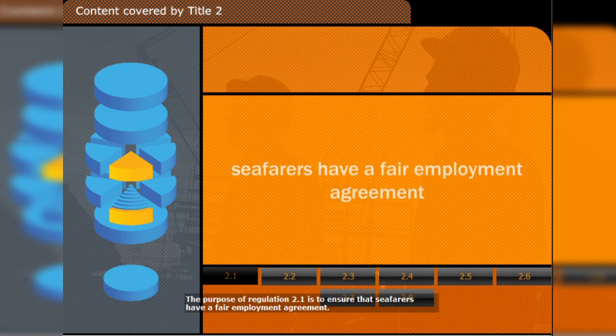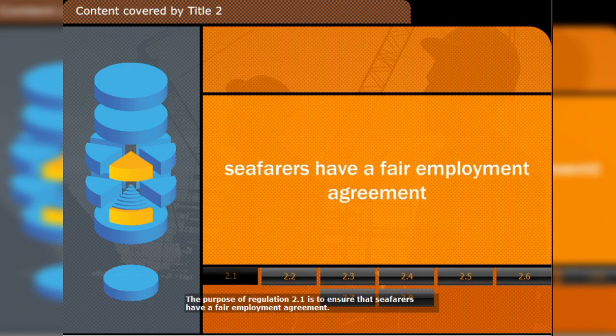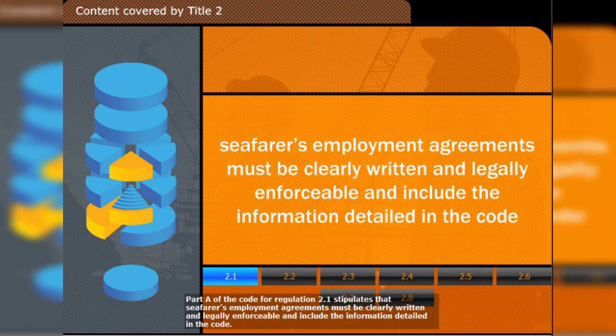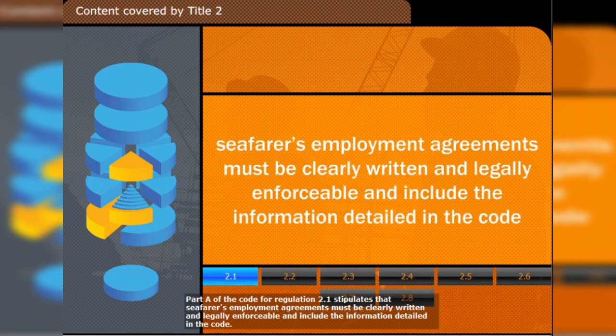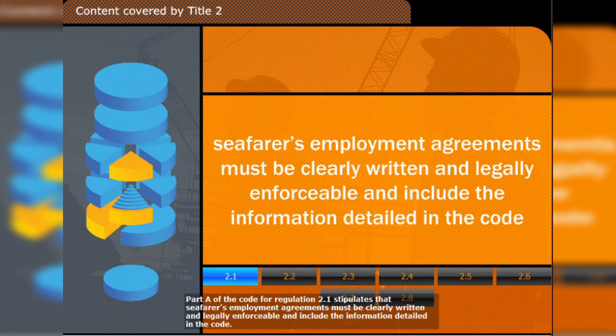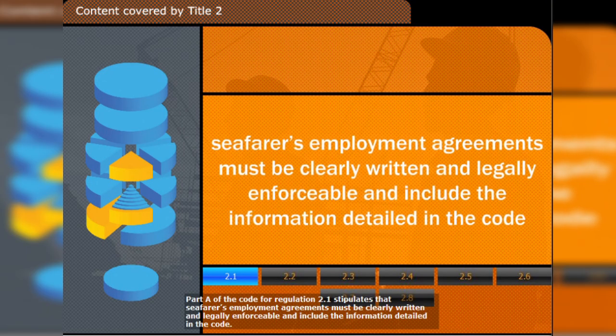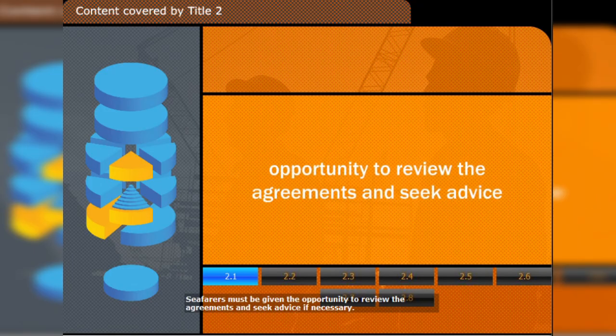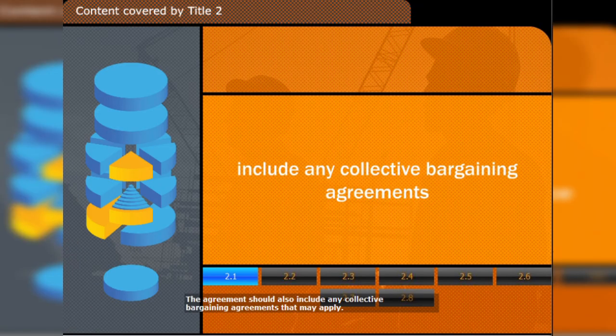The purpose of Regulation 2.1 is to ensure that seafarers have a fair employment agreement. Part A of the Code for Regulation 2.1 stipulates that seafarers' employment agreements must be clearly written and legally enforceable, and include the information detailed in the Code. Seafarers must be given the opportunity to review the agreements and seek advice if necessary. The agreement should also include any collective bargaining agreements that may apply.